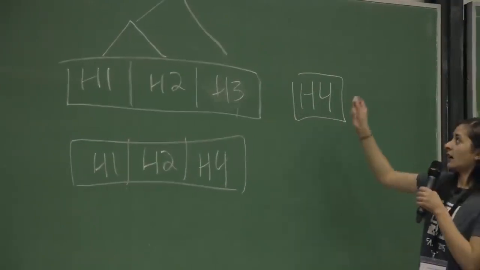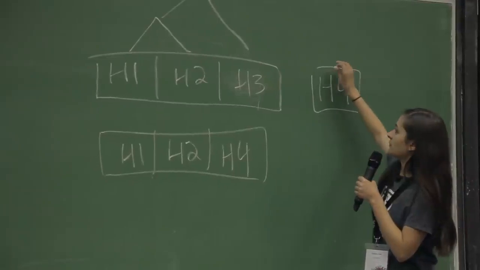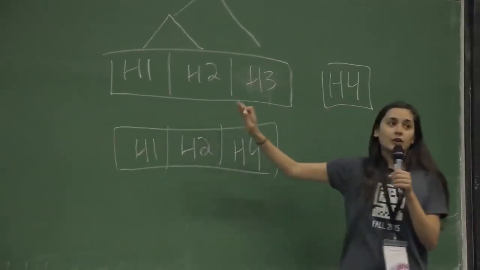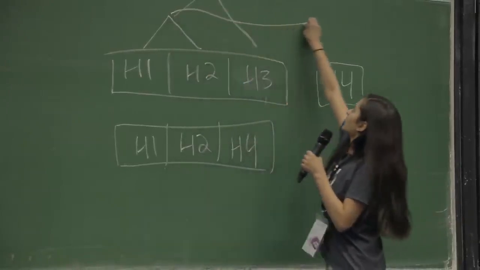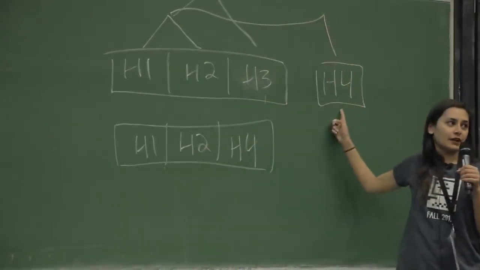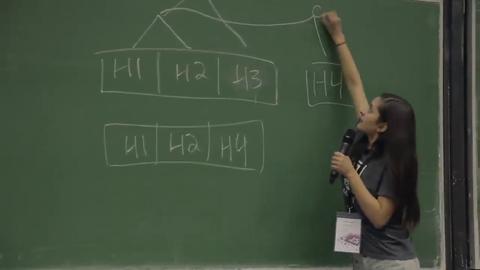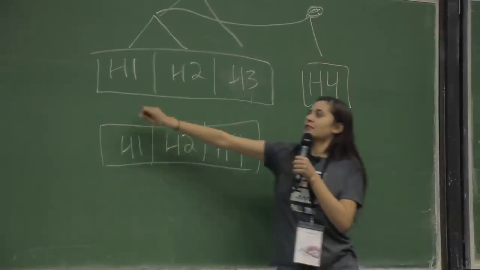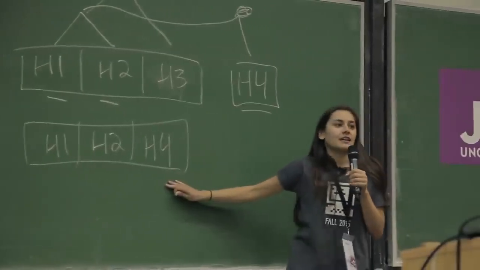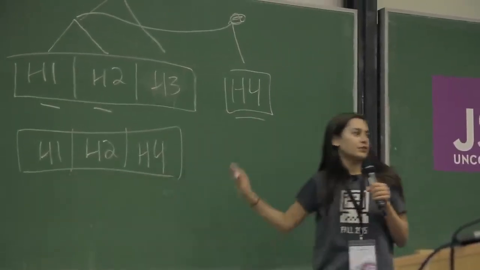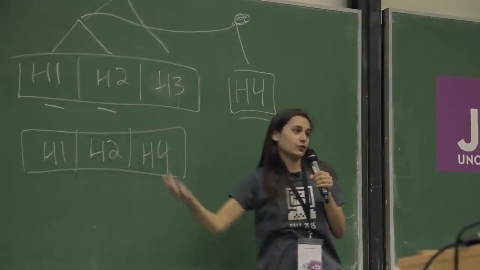And now I can make a new tree, which instead of repeating H1 and H2, I can reuse those same things and just make a new node, which connects them to my new element over here. So that now I have a data structure which contains H1, H2, and H4, but I didn't need to make a whole new thing. I just needed to make my one little part. I can reuse the old structure of the list.